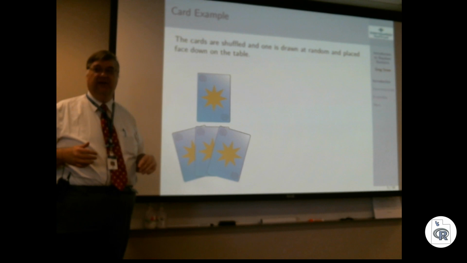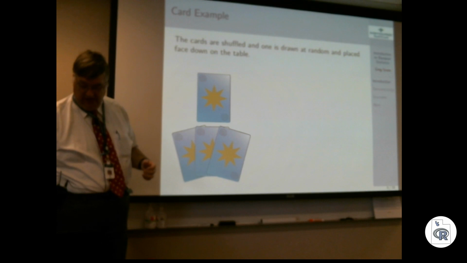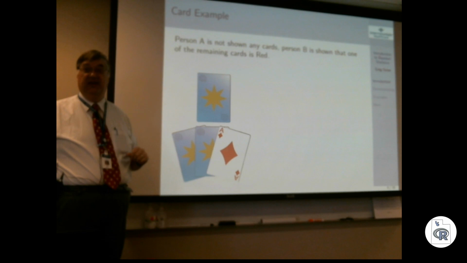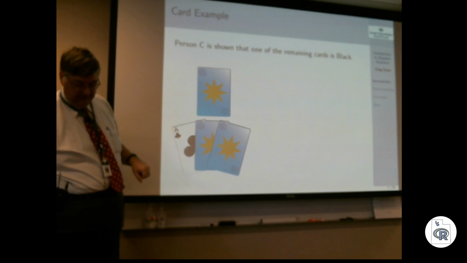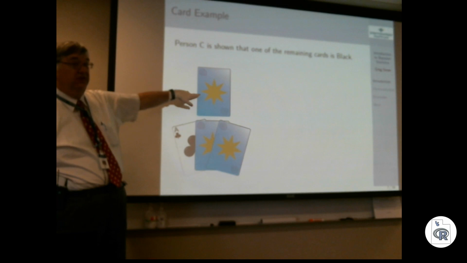is the one that we're interested in now. But we show different people different things. So person A is not shown anything additional. Person B, we show that one of the remaining three cards is red. And person C, we show that one of the three remaining cards is black. And then we ask each of these people, what is the probability that this card that we pulled out originally is red?